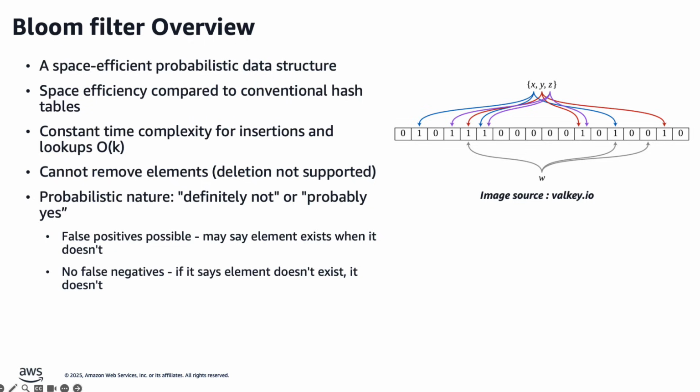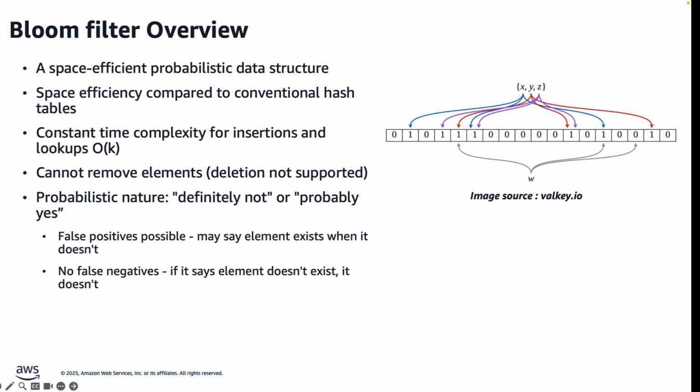This means operations are extremely fast and predictable regardless of how many items you've stored, whether it's 1000 or 1 million items. One key limitation is that you cannot remove elements once added. This is by design. The bit array structure doesn't allow safe deletion without potentially affecting other items that share the same bit positions. The probabilistic nature is crucial to understand.